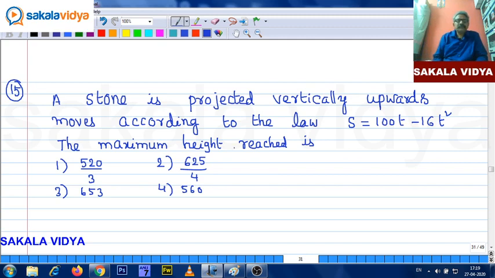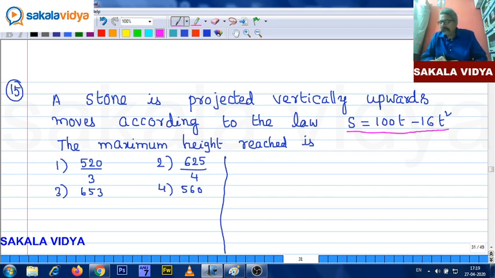So, now a stone is projected vertically upwards, moves according to the law S is equal to 100t minus 16t square. The maximum height reached by the stone you need to find out. In physics we have h max is equal to u square by 2g, the formula we have in physics, you can do it.